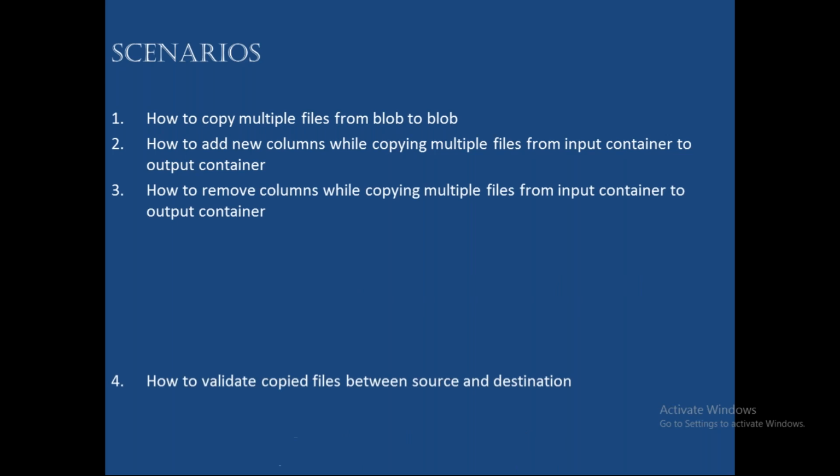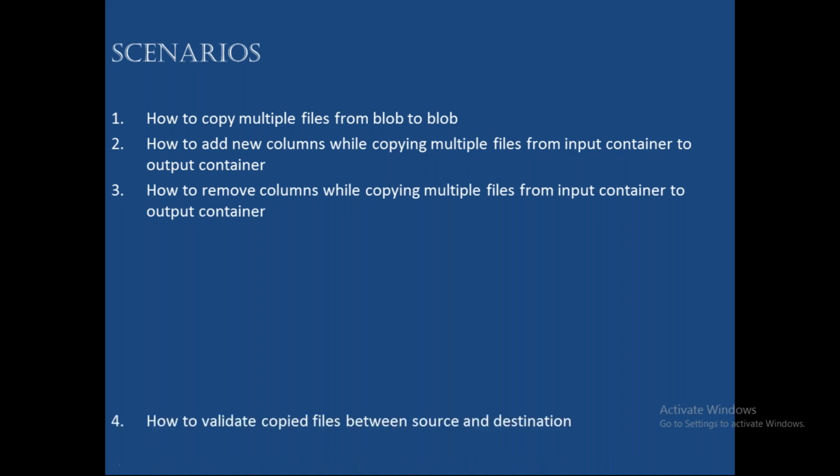And how to remove columns while copying multiple files from the input container to the output container. Let's say I don't want to load some of the columns, such as customer ID, into my output container. How to remove some of the columns while copying multiple files, we'll see.